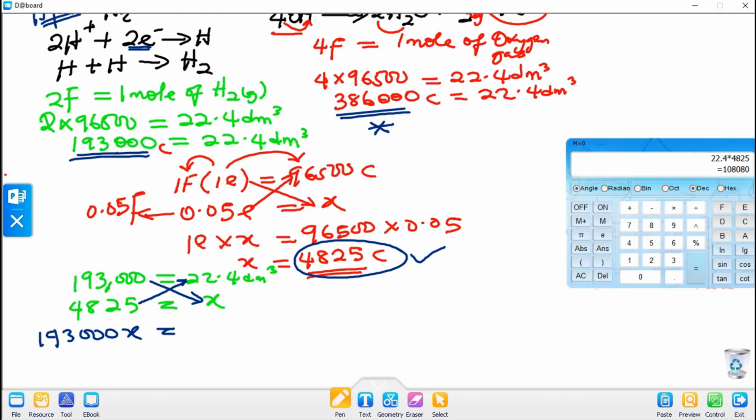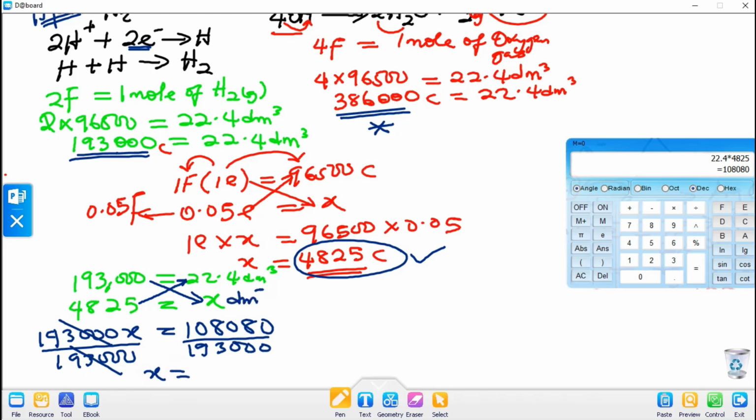So we're going to have 108080. To get our volume of hydrogen that will be liberated, which is the x, we divide both sides by 193,000. So 193,000 takes care of 193,000, and our x, which is the volume of hydrogen that will be liberated in dm cube, will be 108080 divided by 193,000.